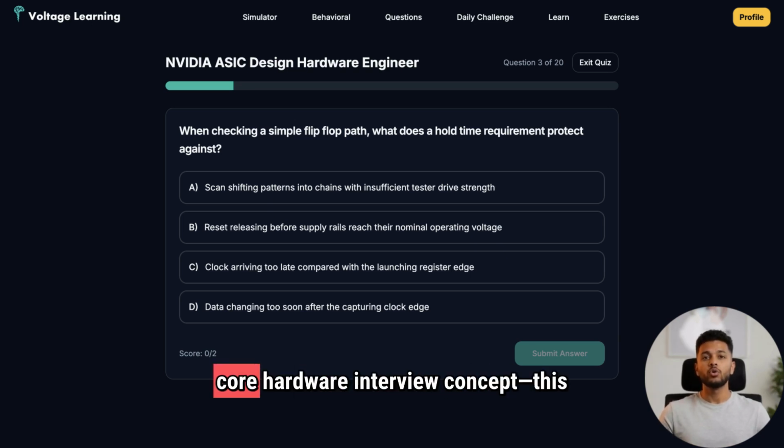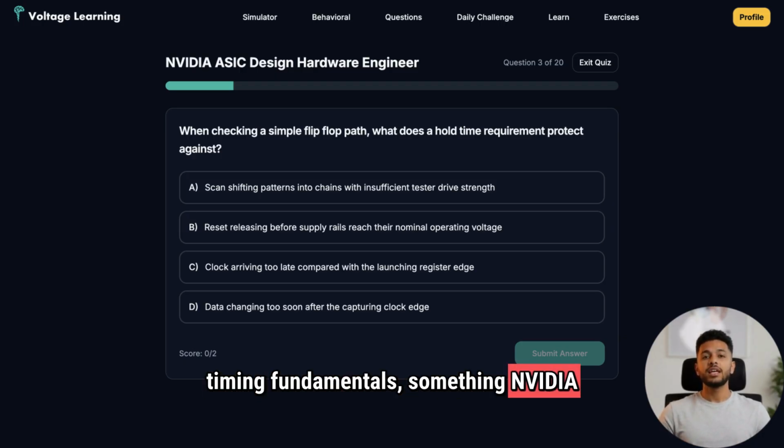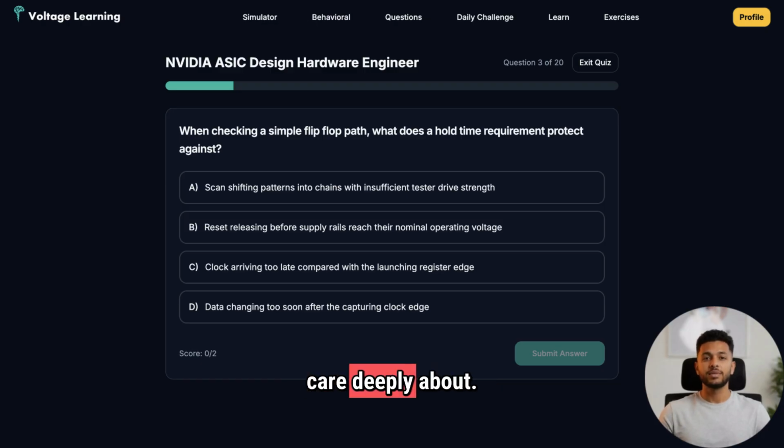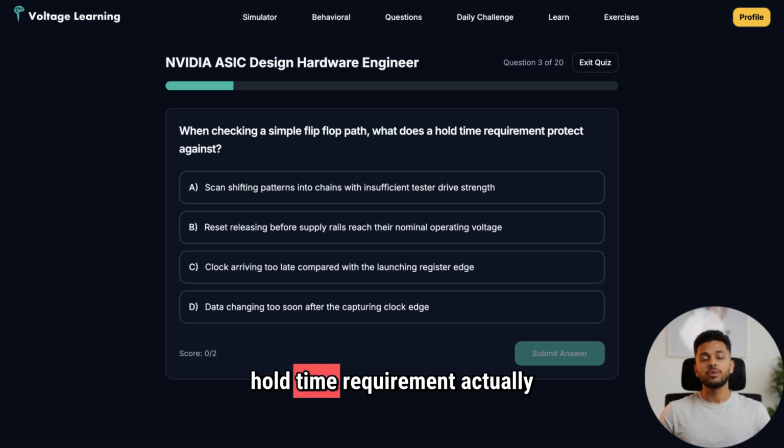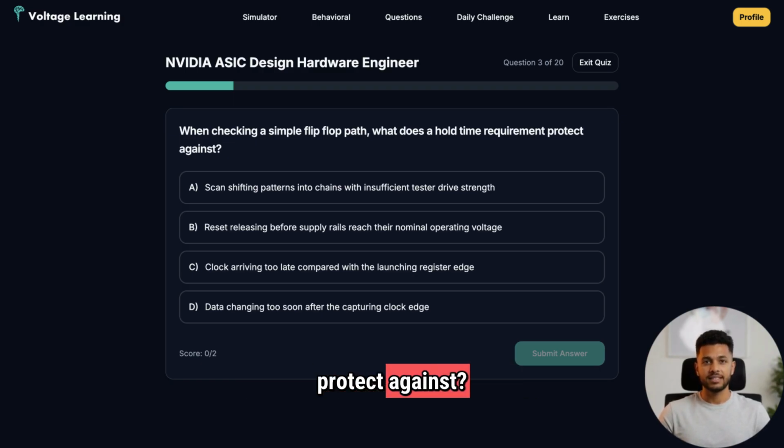Let's walk through a core hardware interview concept, this time focused on digital timing fundamentals, something NVIDIA and other ASIC teams care deeply about. The question asks, when checking a simple flip-flop path, what does a hold time requirement actually protect against? This is not a trick question, but it is a filter question. Interviewers use it to see whether you understand what's happening at the flip-flop right around the clock edge, not just whether you can run timing tools.